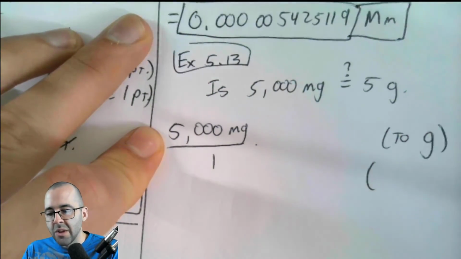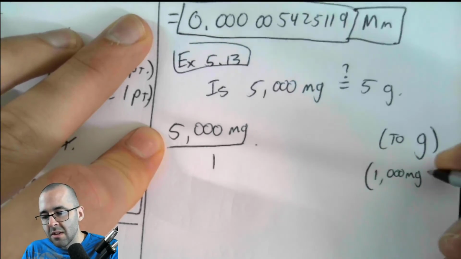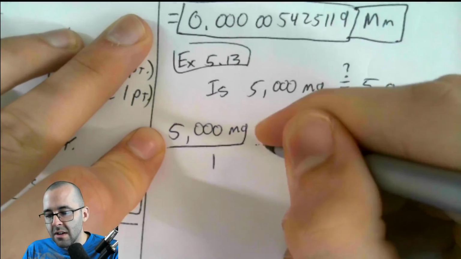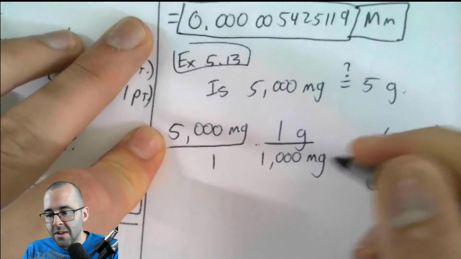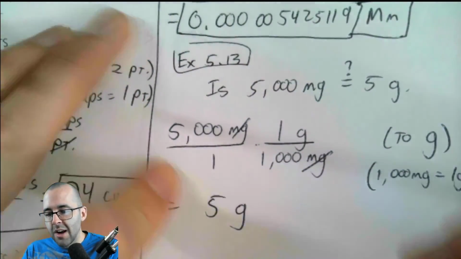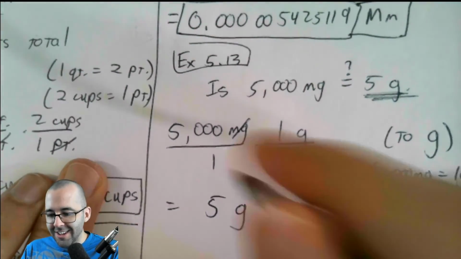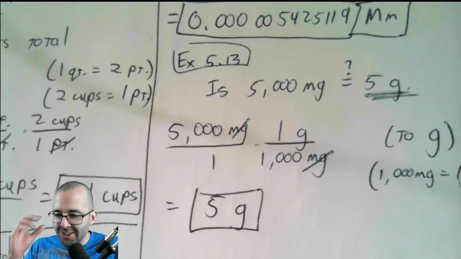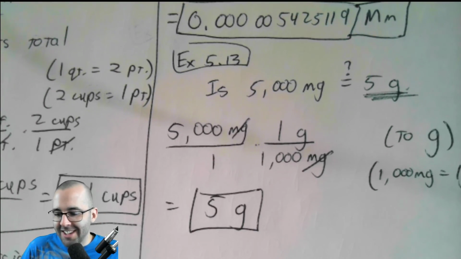So we look at our table and say 1,000 milligrams is equal to 1 gram. So 1,000 milligrams is 1 gram. Milligrams cancel, divide it out. We're left with 5 grams, which is what we wanted. Hey, good job, Chris. Good job, Dr. Barnett. All right, Chris coming through today. Which makes sense. He's a smart guy.